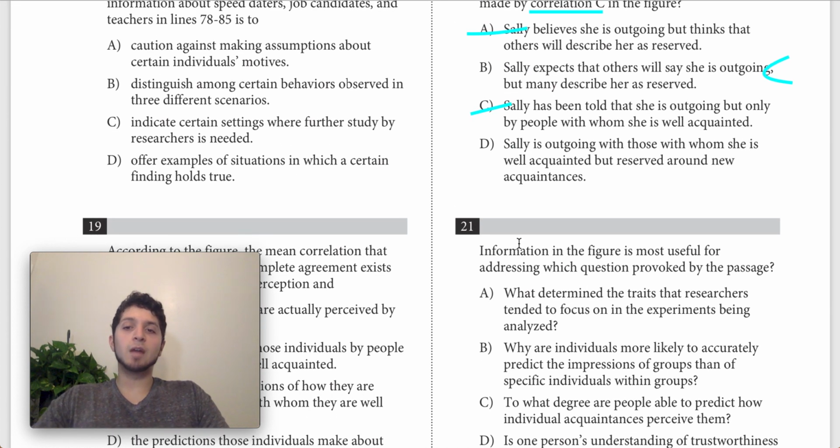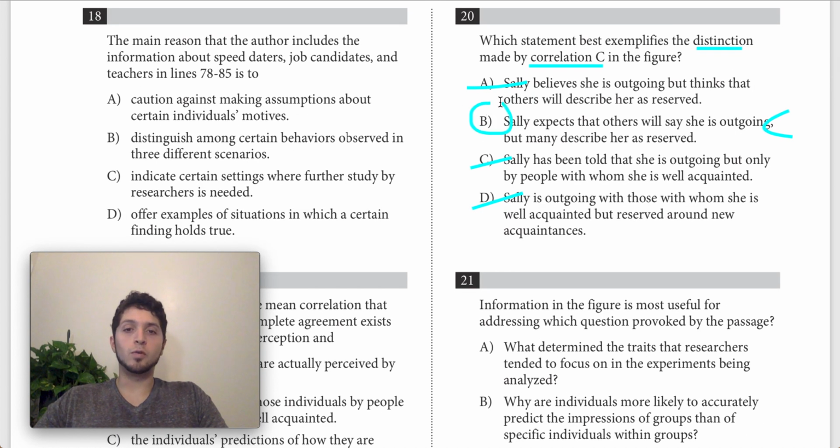D says Sally is outgoing with those who she is well acquainted with, but reserved around new acquaintances. So this is a distinction between basically her behavior, which the figure doesn't really represent, how you act with well-acquainted people versus people who are new acquaintances. It doesn't describe that, so I would get rid of D. So that only leaves answer choice B, which is our correct answer for question 20.